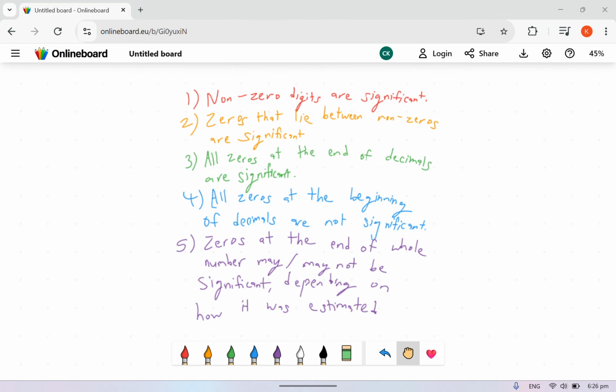All in all, rule 5 is the hardest rule because if they give you a random number, you won't be able to tell whether some trailing zeros in a whole number are significant. But if they give you the context, then you would be able to tell, and you must determine based on the context, right? Zeros at the end of a whole number may or may not be significant depending on how it was estimated. If it was estimated as 1 significant figure, then the zeros that are part of those significant figures will be significant. The other ones that are just being vaporized are not.